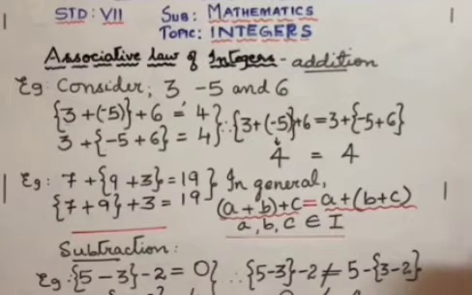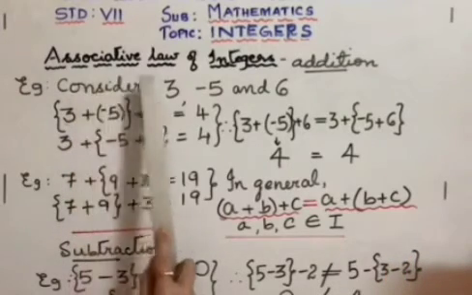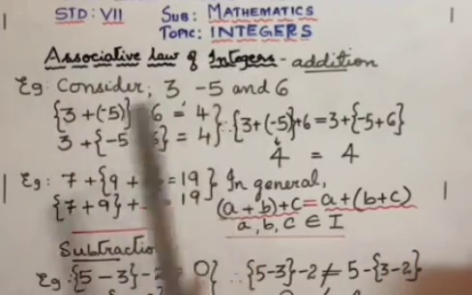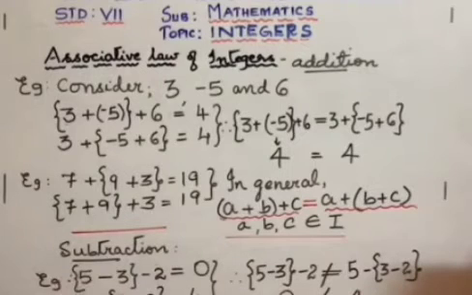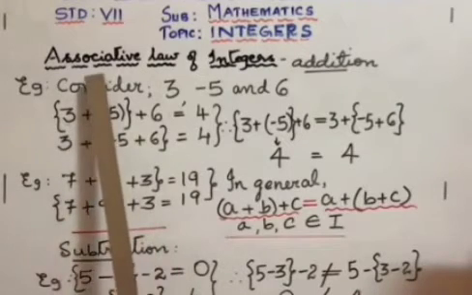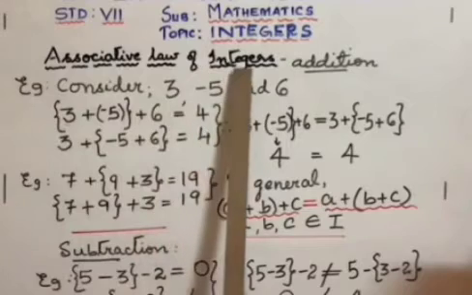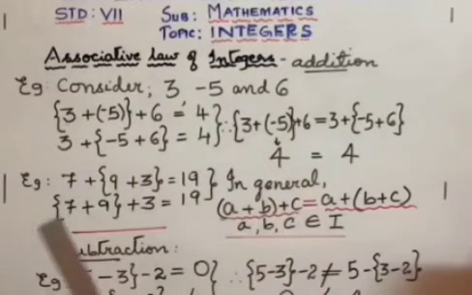The next part of integers, the properties. We are going to continue the properties. Okay, are you all ready, children? The first two properties, I think each one of you has understood. The third property is associative property of integers, or we can call it the associative law of integers with respect to addition.